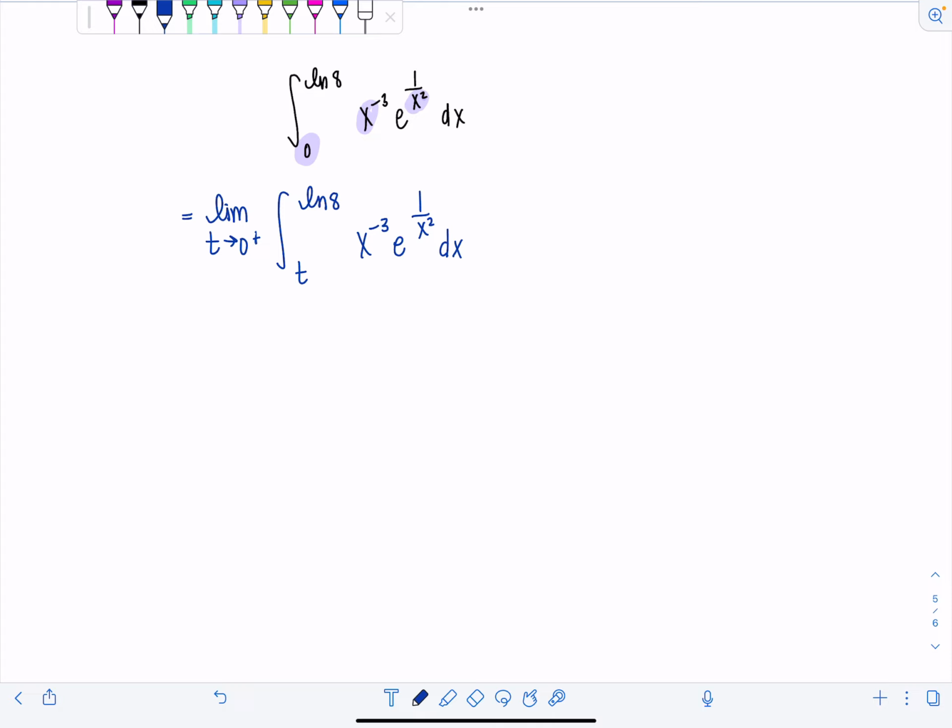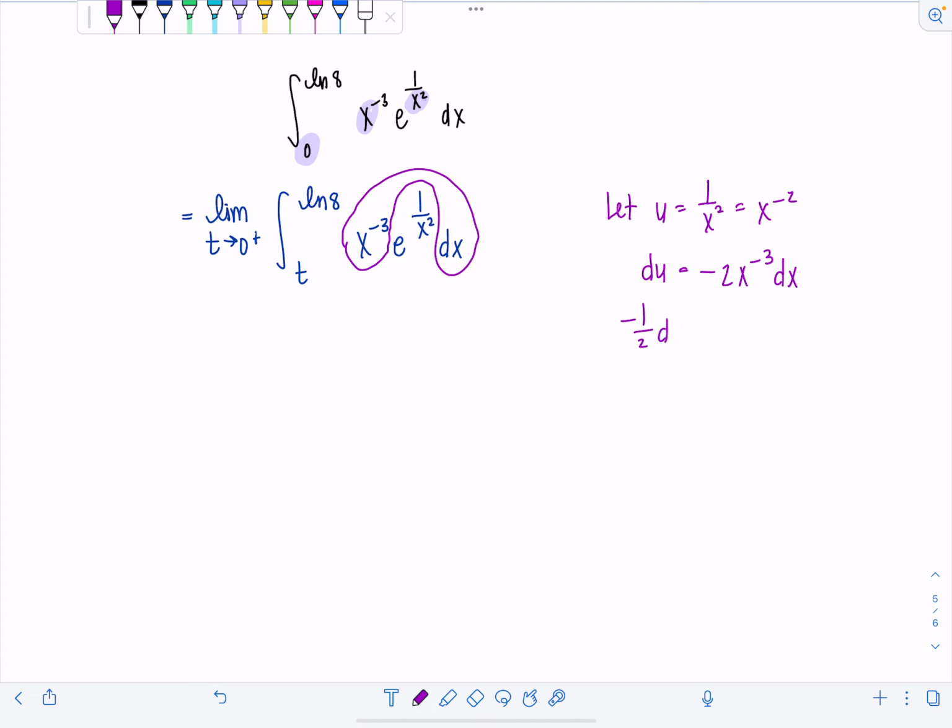So it's a perfect scenario to do a U-substitution. We're going to let u equal 1 over x squared, which is x to the negative second. And then du would be negative 2x to the negative third dx. And I can see we have basically that right here. I love drawing that little kidney bean. So we've got negative 1/2 du equals x to the negative third dx.